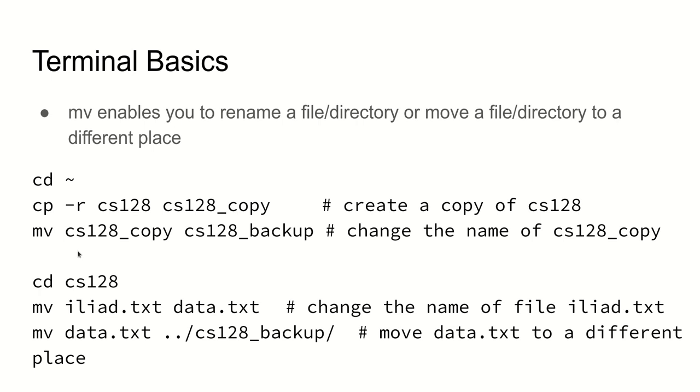Whereas down here, we're going to actually move a file to a different location. We change directories to CS128. Then we move, meaning rename here, iliad.txt to data.txt. So that's a rename because we didn't tell it a new directory. Then down here, I move data.txt up one directory, to CS128 backup. So now I've taken it out of my current directory. I've moved it up a directory into that backup folder that I made up above. So that actually moves it to a different place.